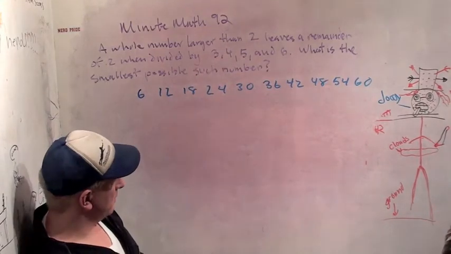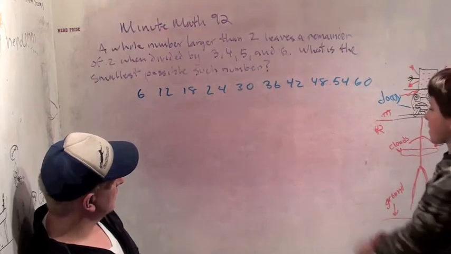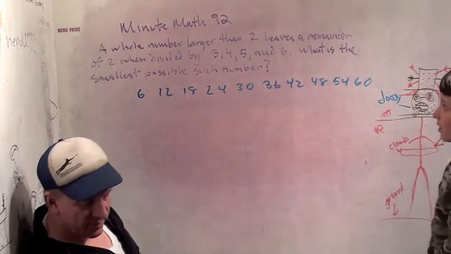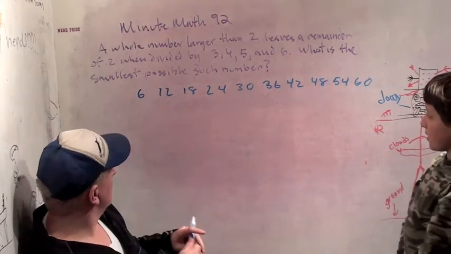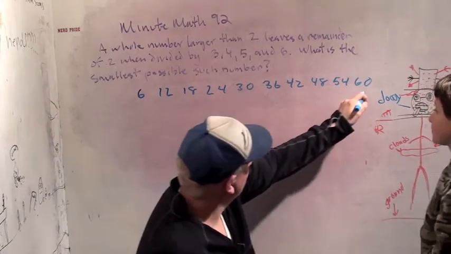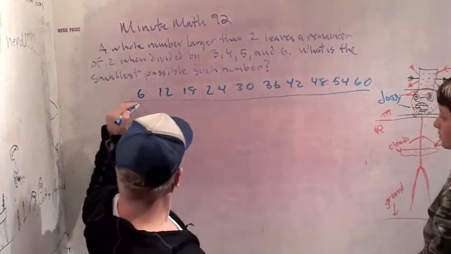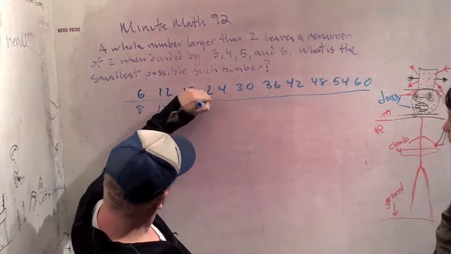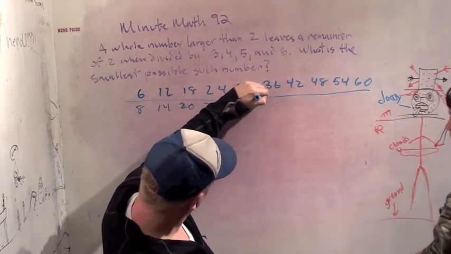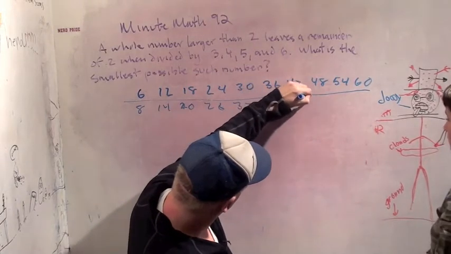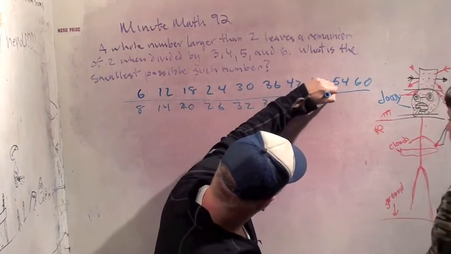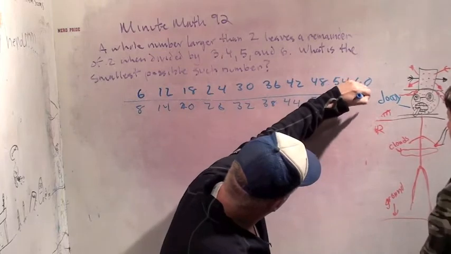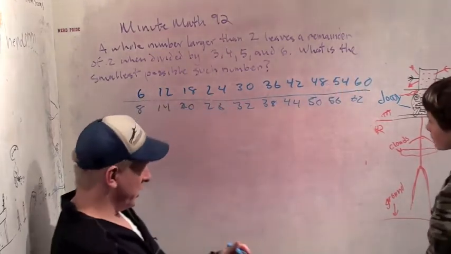Let's add 2 to them. Why are we going to add 2 to them? Because that's what the condition is. The condition is it's 2 more than a multiple of 6, so I'll write those real quick: 8, 14, 20, 26, 32, 38, 44, 50, 56, 62. What are you going to do now?